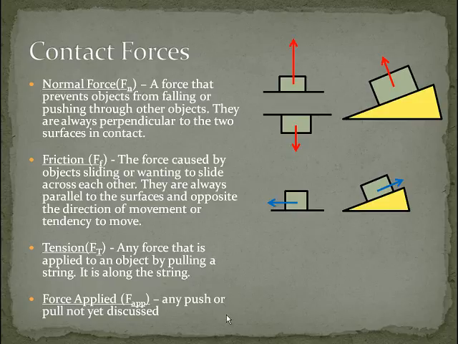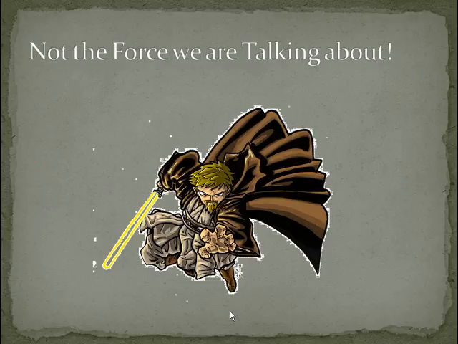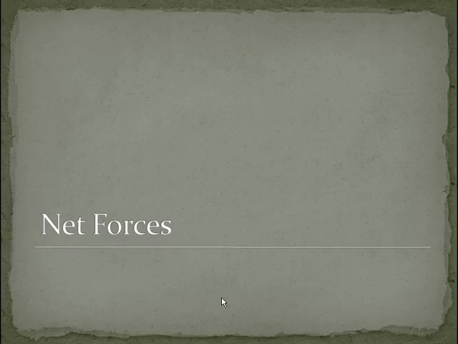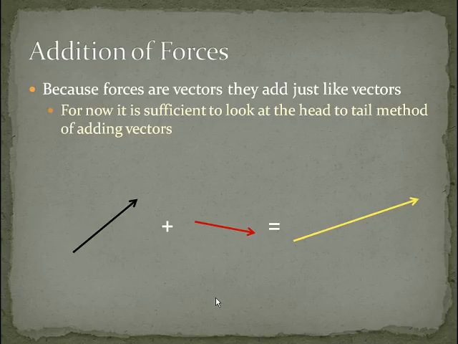So let's move on. Now let's talk about this idea of net forces. In order to understand net forces, we have to look at addition of forces, or vector addition. And because forces are vectors, they add just like vectors. For now, it's sufficient to look at the head-to-tail method of adding vectors. So I'm going to review that with you real quick, where I have this black vector pointed in that direction, and adding to this red vector, which is pointed down in that direction. To use the head-to-tail method, I'm going to take the tail of the red vector and place it on the head of the black vector. It's going to look like this, just like that. So it moves over, and it goes head to tail.